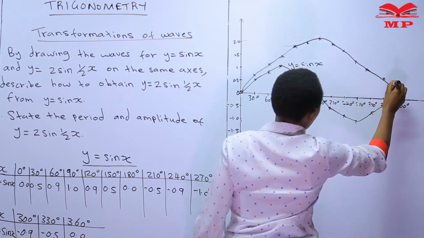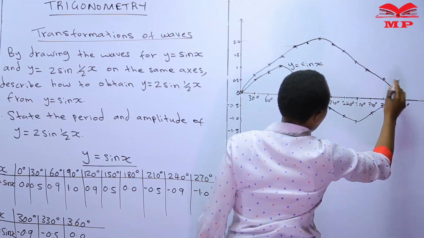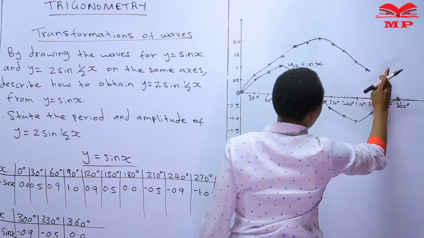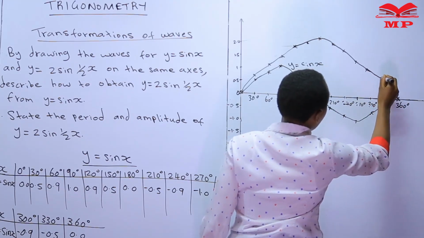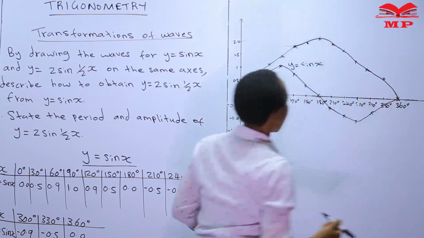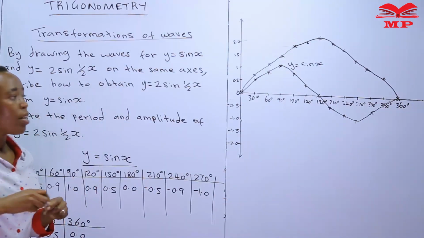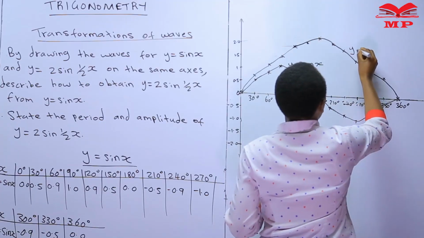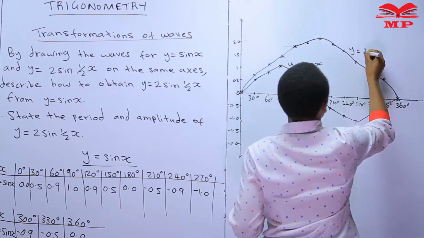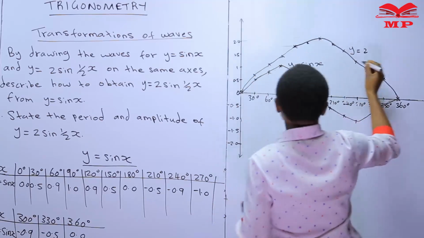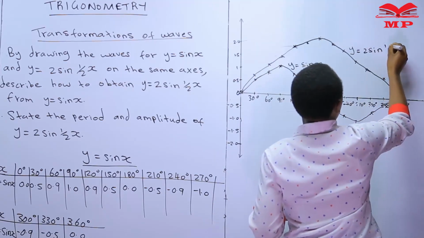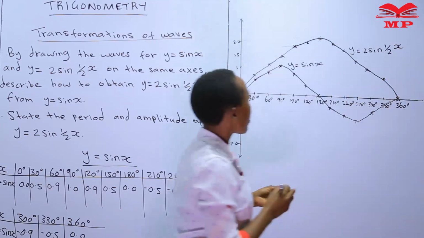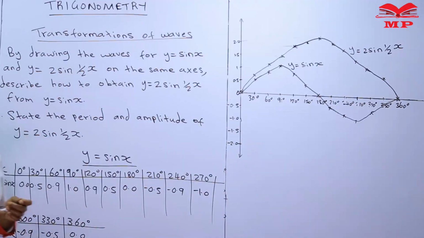So this is what we are going to have up to 360 degrees. So that's what we have for the curve. And then we need to come and name it: y is equal to 2 sine a half x. So that's what we have for our second curve.